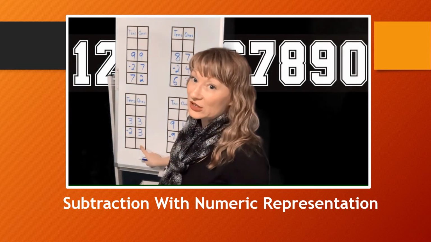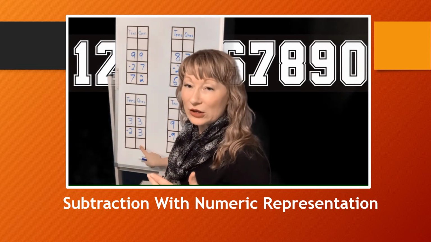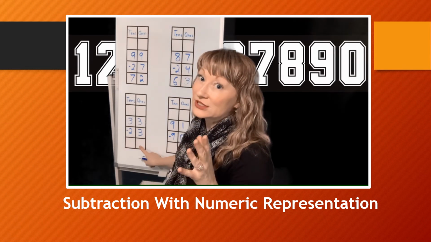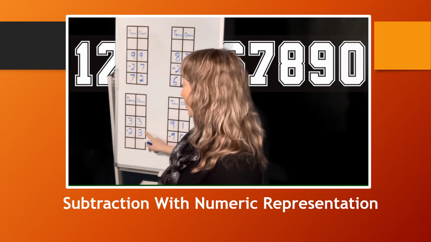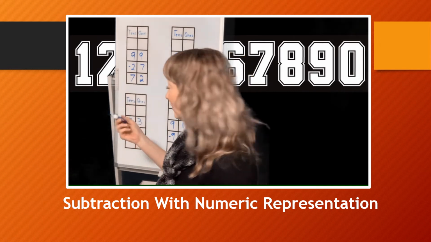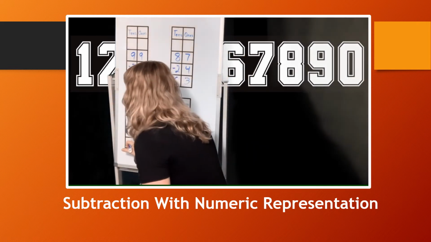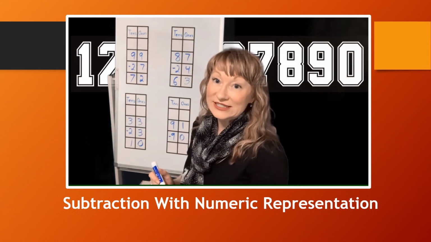When you get down to here, sometimes students are a little confused when all of a sudden there's no ones left. Don't worry, 0 is a placeholder. So 3 take away 3 is nothing. So let's give it a 0. 3 take away 2 is 1. Our total answer is 10.